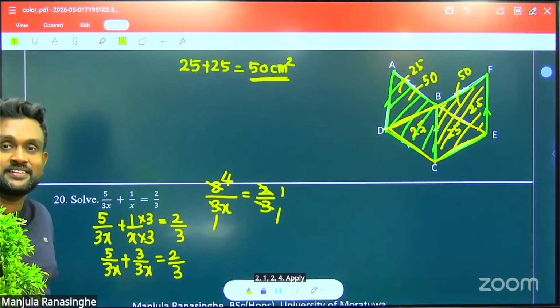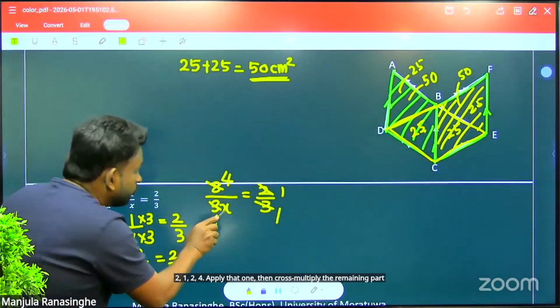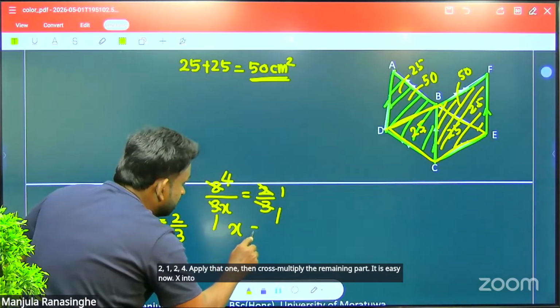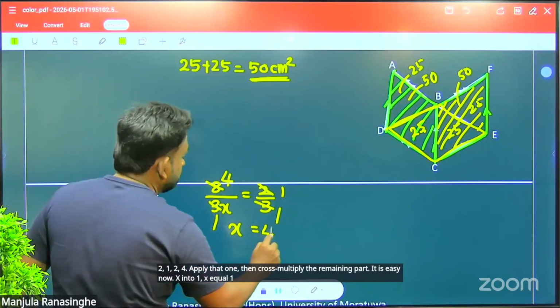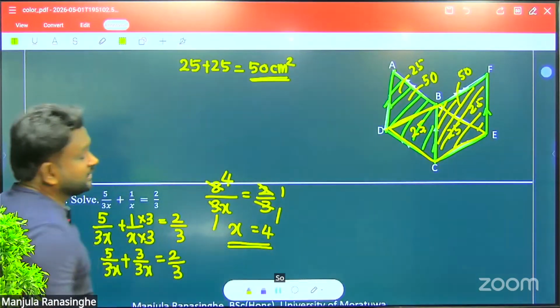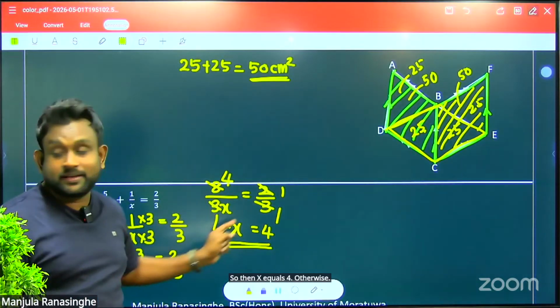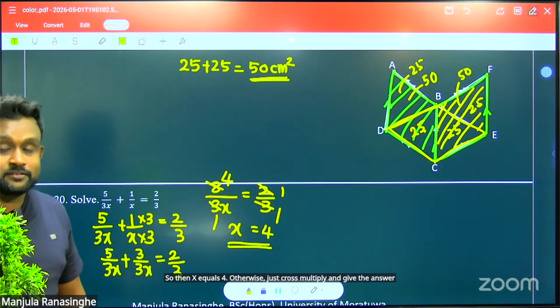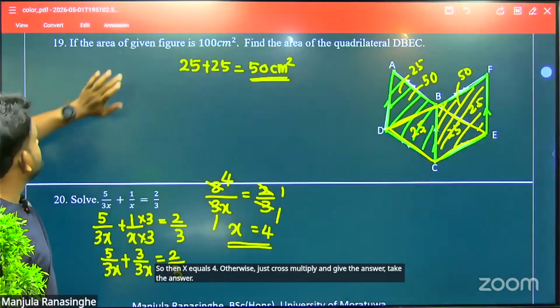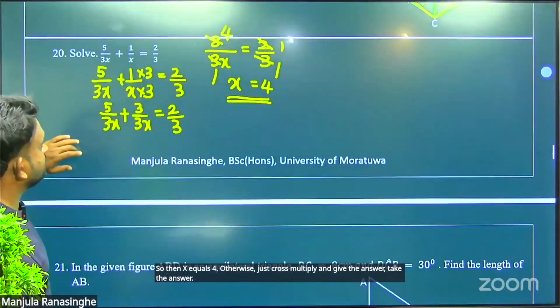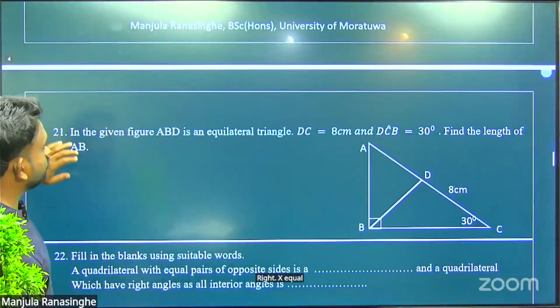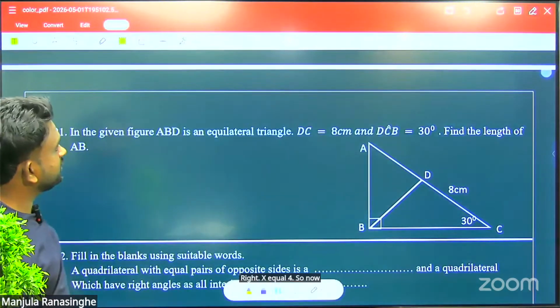Then cross multiply the remaining part. It is easy now. X into 1, x, equals 1 into 4, 4. So then x equals 4. Otherwise, just cross multiply and give the answer. Right, x equals 4. So now the question number 21.